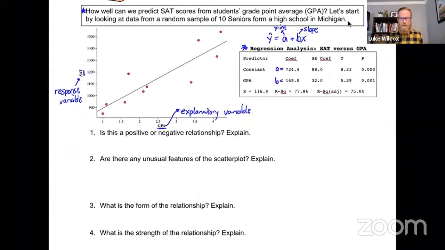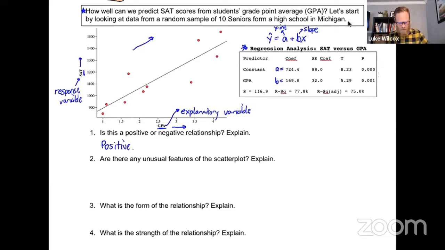Question number 1, is this a positive or a negative relationship? Well, I think very clearly by looking at the scatter plot, you see that upward trend as we move to the right, which is in fact indicating to us that we have a positive relationship. But we also want to be able to explain that. And what it means to have a positive relationship is that as the GPA goes up, we are noticing that the SAT scores tend to go up. We're moving in this direction, right?